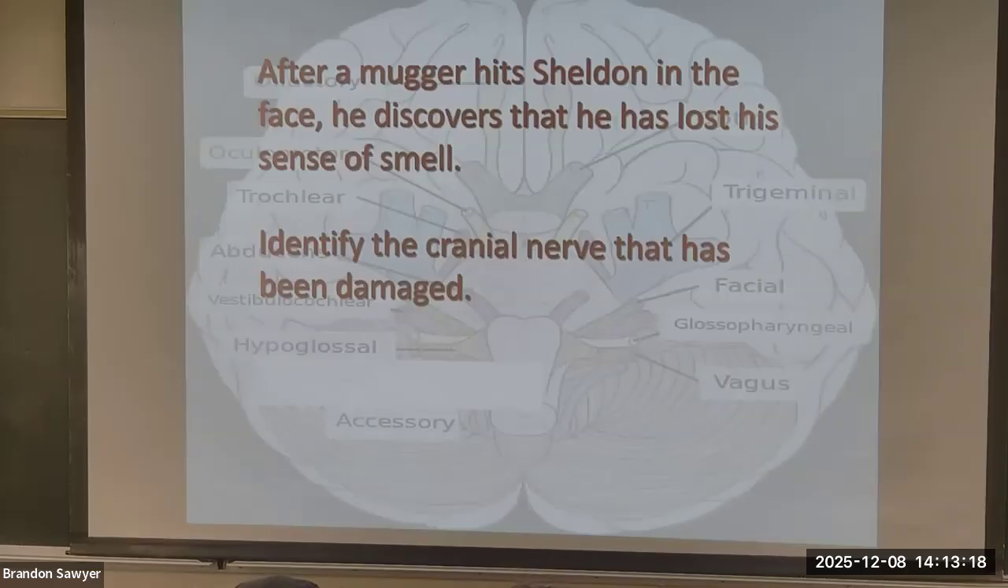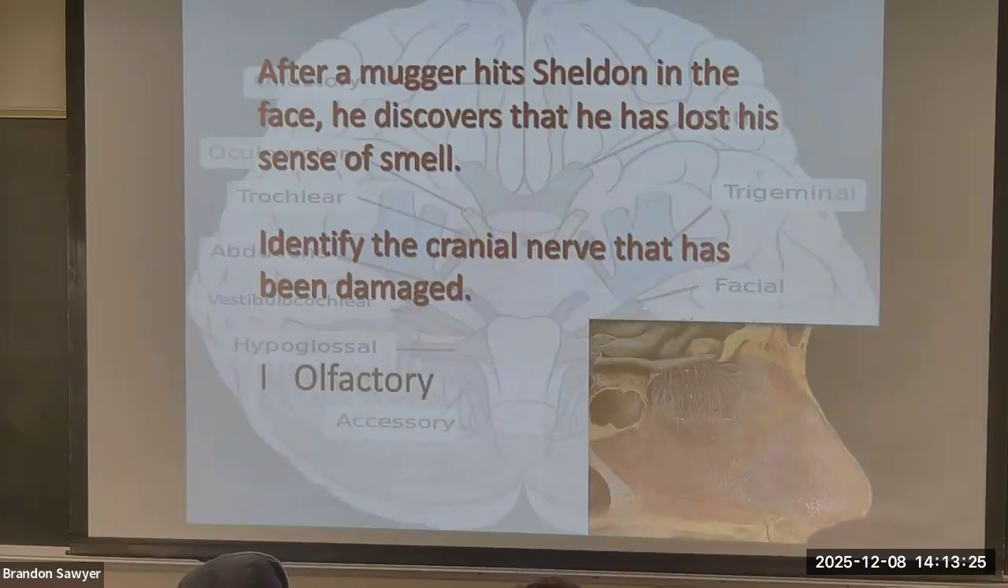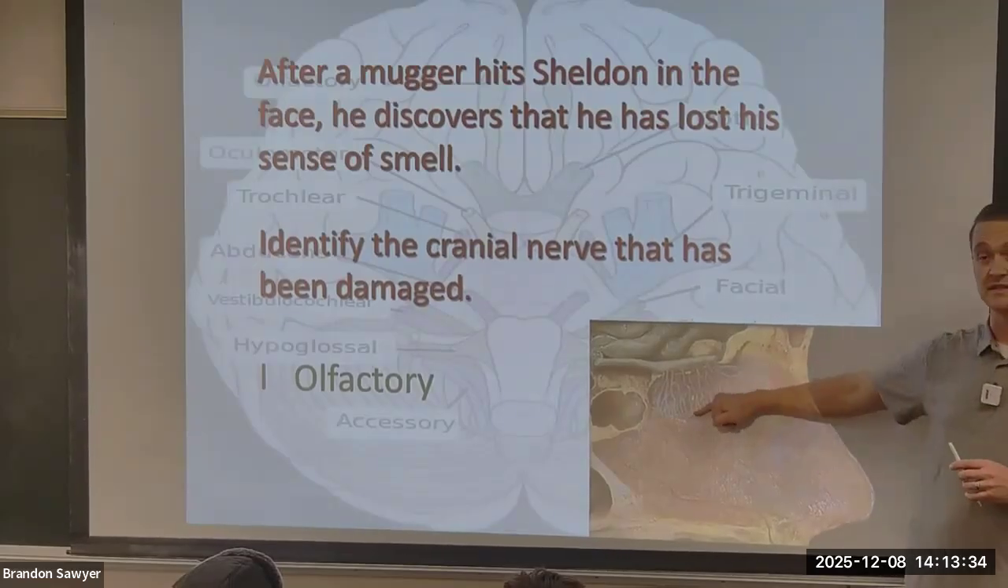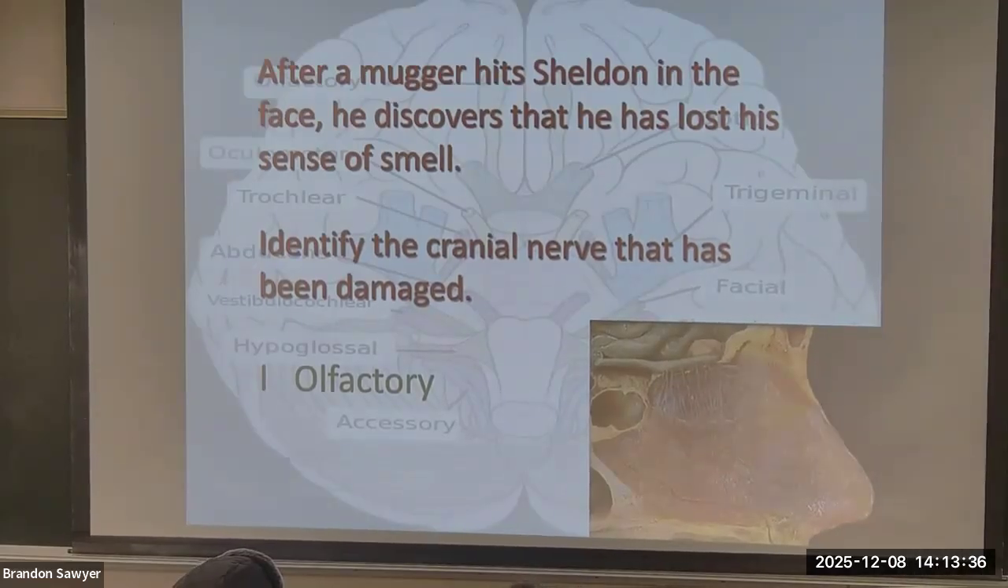Anybody else? I got most of you. So everybody's saying cranial nerve 1 here, which would be our olfactory nerve. So this can happen, right? You get some broken bones up in the face here. This can happen with car accidents too. It can damage some of these neurons and lead to loss of smell.